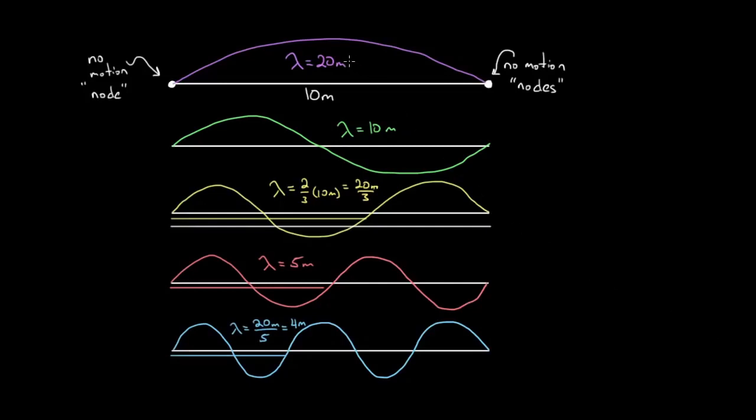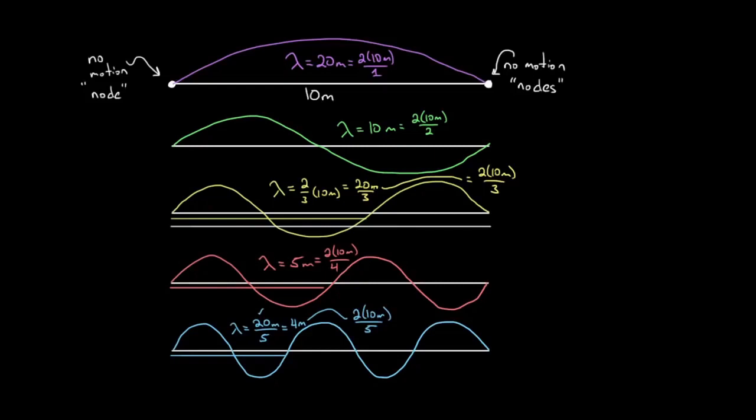So this is going to look kind of weird, but I'm going to write this first fundamental wavelength as 2 times 10 meters over 1. And then I'm going to write this second harmonic as 2 times 10 meters over 2. And I'll write this third harmonic as 2 times 10 meters over 3. This fourth harmonic is going to be 2 times 10 meters over 4. This fifth harmonic could be written equivalently as 2 times 10 meters over 5, since that's 20/5.